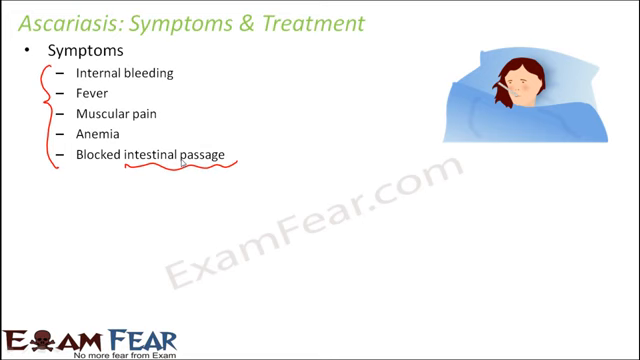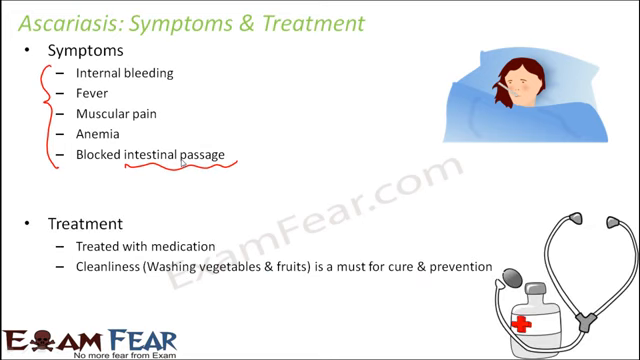Now how do we treat them? They can be easily treated with medication. Cleanliness, washing vegetables and fruits is a must for cure and prevention, because this is where the source of infection lies. The eggs also come out through the feces, which cause contamination of water and soil. Therefore it needs to be taken care that the feces or the excreta are disposed of at the right place. Otherwise it will unnecessarily cause water and soil pollution.